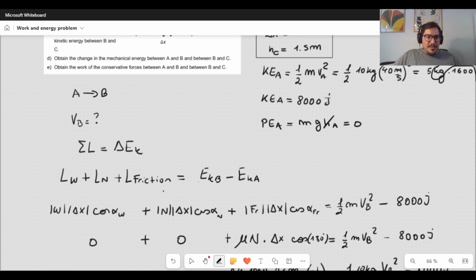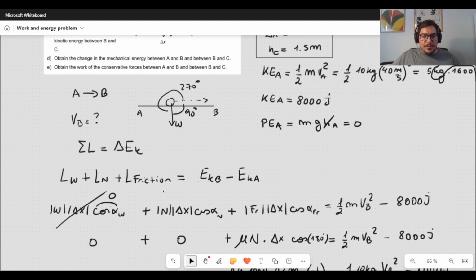The work of the weight is the absolute value of the weight, the absolute value of the displacement, cosine of the angle between the weight and the direction of motion. But if we analyze the motion, check what happens. We have weight and the direction of motion is to the right, because position A is here, position B should be here. So we can consider this angle that is 90 degrees or this angle that is 270. In both cases, the cosine of 90 is 0. So 0 times the weight, that we know the value of the displacement, but the whole term is 0.